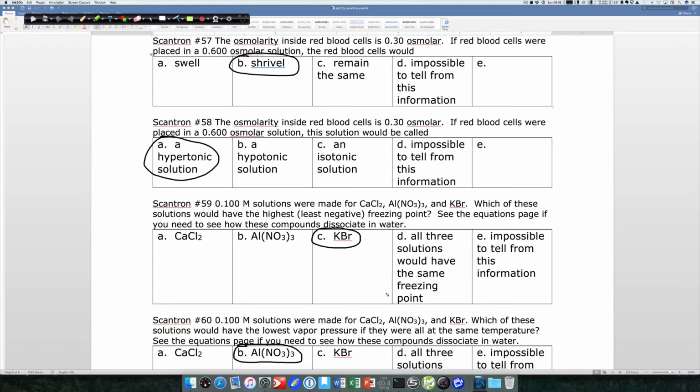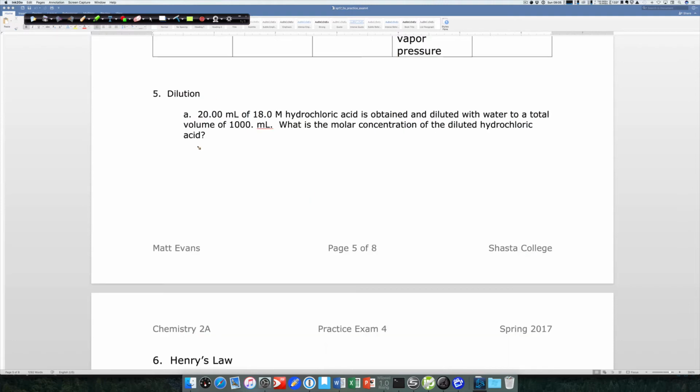Okay, so that's it for the ones I can answer here. I'm going to have to scroll down now at this point. The last question on this page, page 5, is a dilution question. And as soon as I see the word dilution, I'm already thinking about the dilution equation. This is one of those scenarios where you don't really want to use dimensional analysis. You could do it, but it's just going to be extra work. And we're just going to plug in the values and solve for what we need.